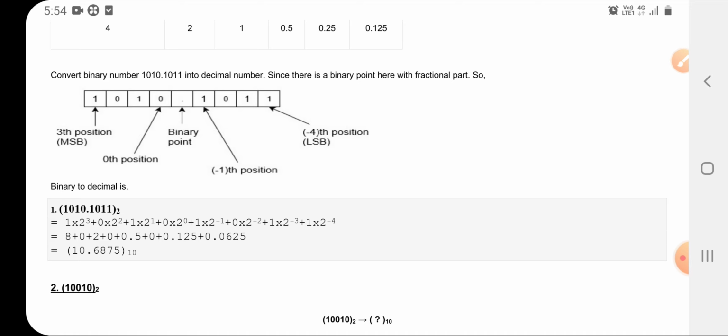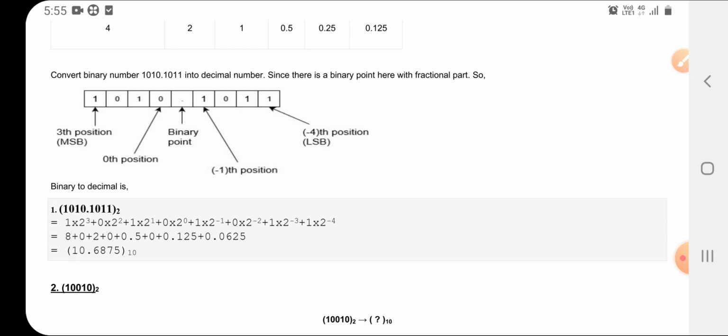Okay, now you see, 2 power 3 is 8, so 1 into 8 is 8, plus 0 into 2 power 2 which is 4, so 0. Again 1 into 2 power 1, 2 power 1 means 2, so you get 2, and 0 into 2 power 0 is 0. Then next, 1 into 2 power minus 1, already we saw 2 power minus 1 is 0.5, so 1 into 0.5 is 0.5. Same thing, 0 into 2 power minus 2, that is 1 by 4, 0.25, so 0.